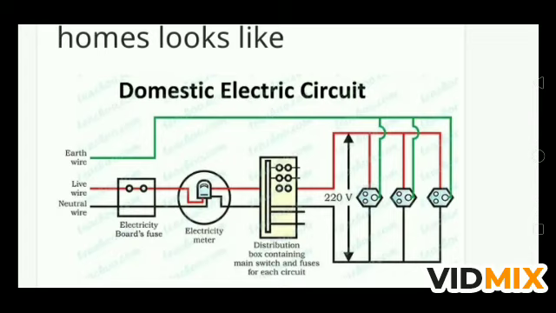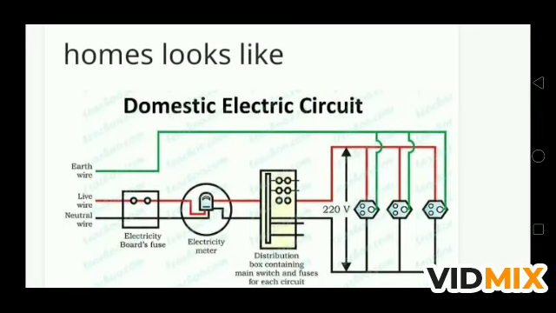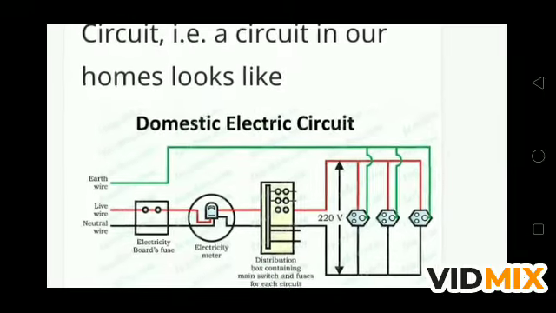If you see the green color wire, it is known as the earth wire. The red color wire is known as the live wire. You see it is connected with the electricity board fuse, and through it is connected with the electricity meter. Then after that it moves to the many appliances in our room. So this is how the electric circuit in our house is made. This is a circuit diagram of the electric house. It is a very important diagram, and it is asked one or two times in the board exam also. So you have to practice this circuit diagram.